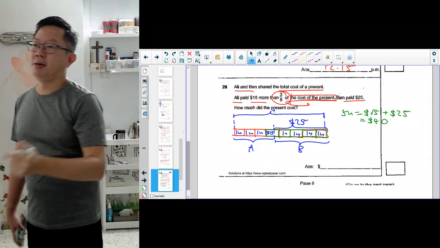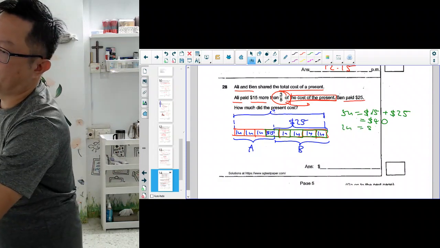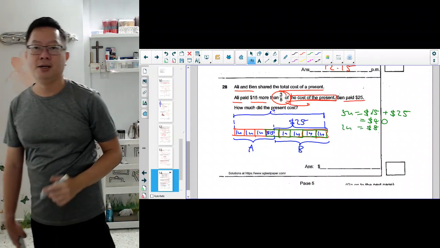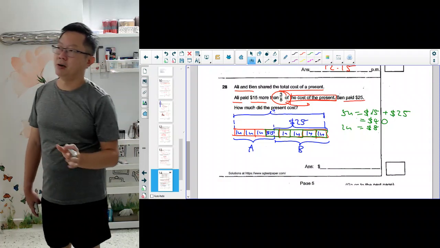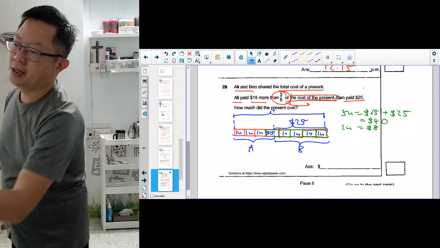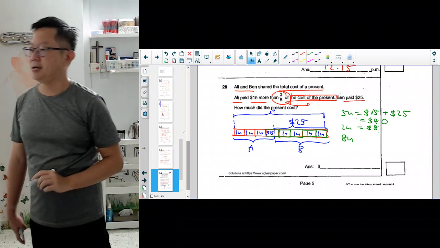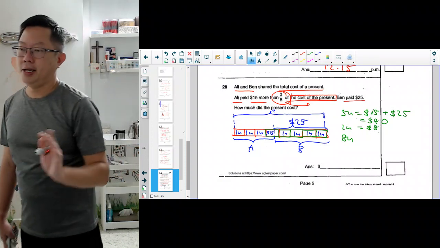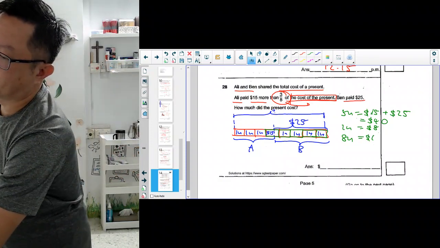Then my 1 unit must be 40 divided by 5. 1 unit is $8. So what is the question mark? Which is altogether 8 units. So the present cost 8 boxes or 8 units, right? So that will be 8 times 8. So the present must have cost $64.